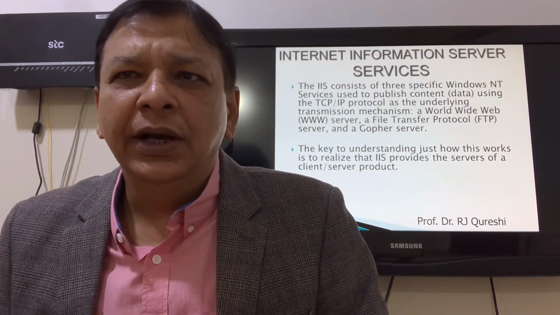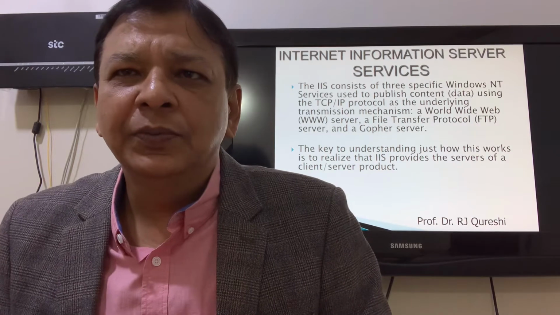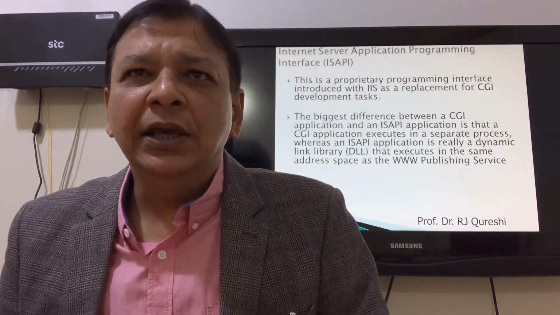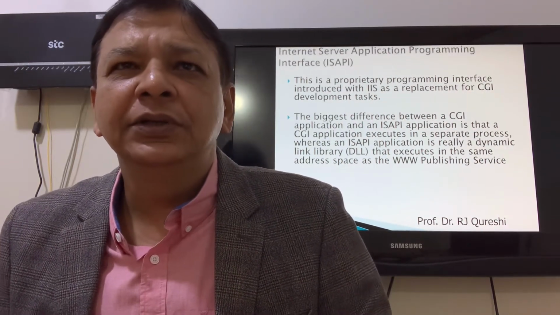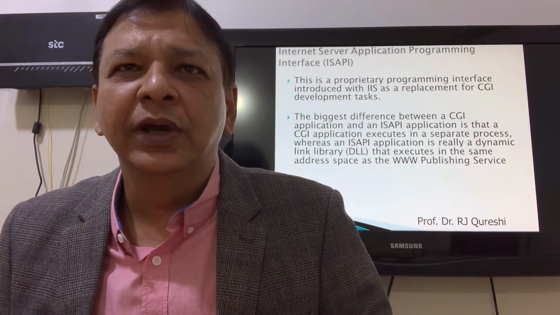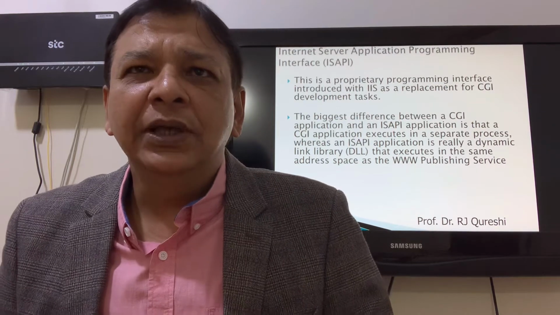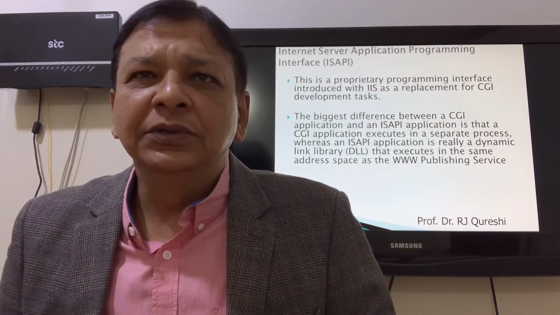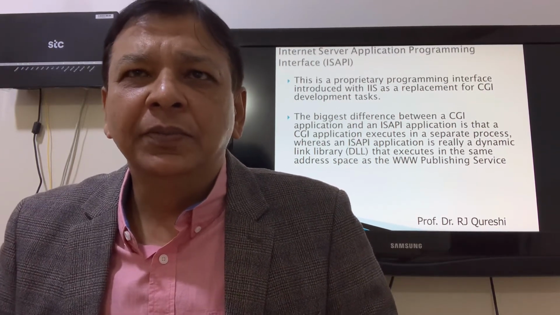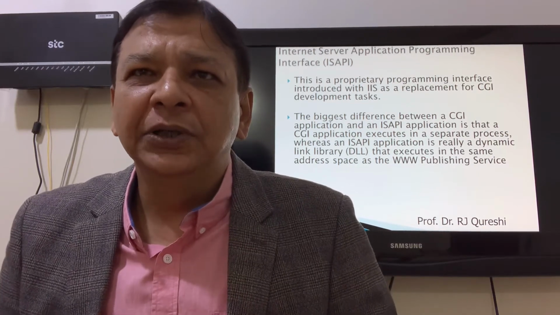The key to understanding how this works is that IIS provides services to the clients. The IIS API, application programming interface, is used by the IIS server to execute web applications. We have the CGI platform and we have the IIS API platform. Apache server uses CGI, and IIS is used by Microsoft applications and PHP applications.